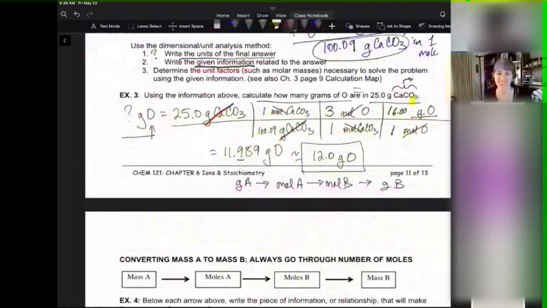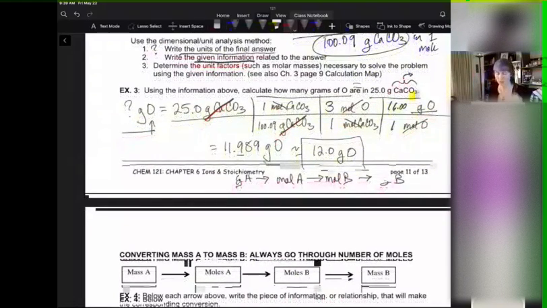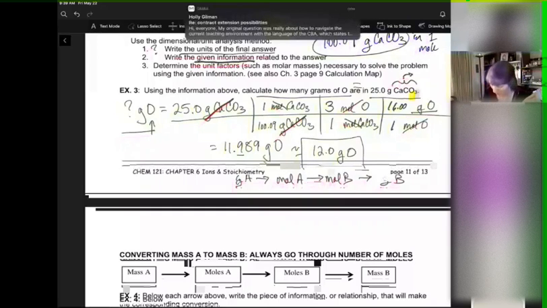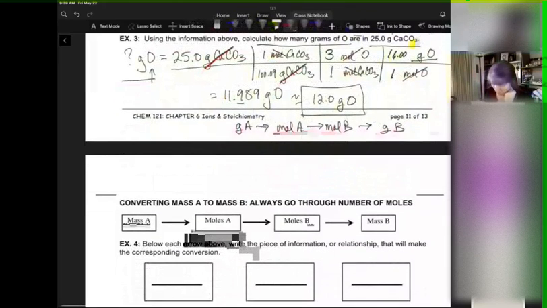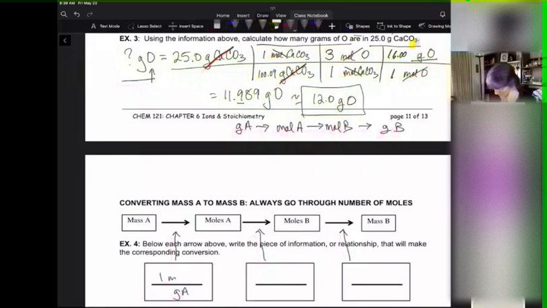Oh, look, it's exactly what I have next. Mass to moles, moles to moles, moles to mass. You can never go straight from grams of one thing to grams of the other. All right, so we're going to write the conversion. What goes here? What goes here? What goes here? So if we want to get moles of A, I'm going to cancel out grams of A and 1 mole of A. And now I'm in A.